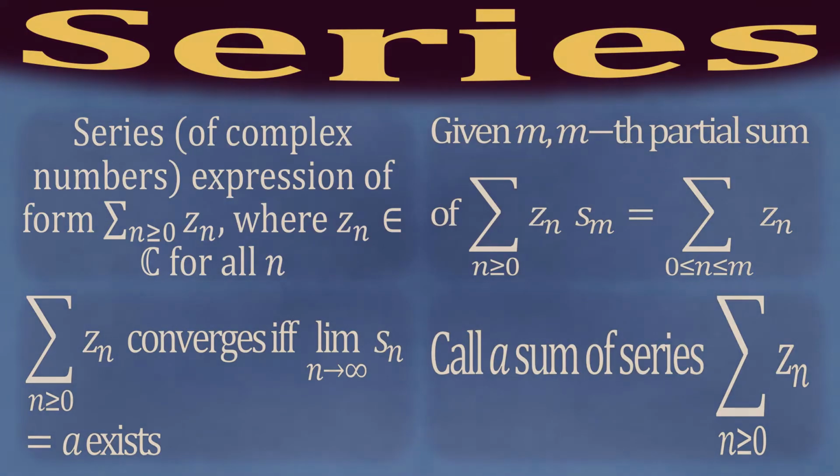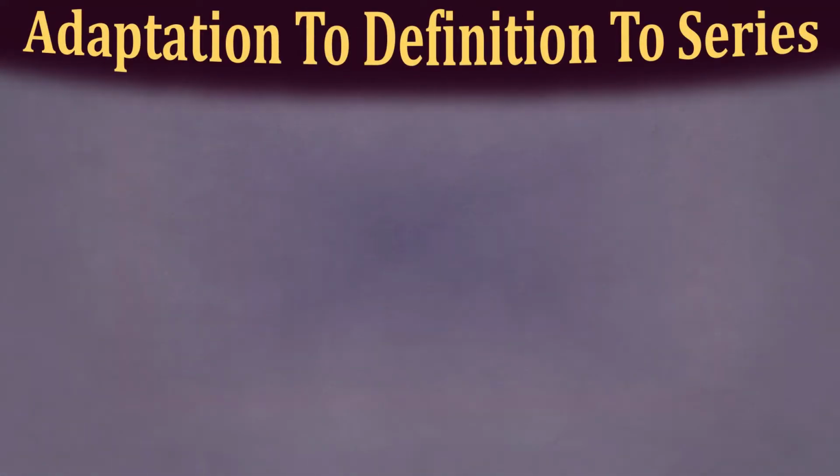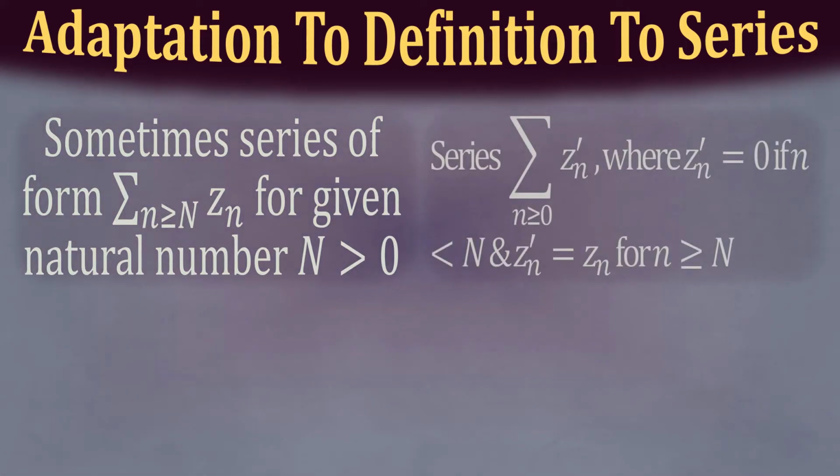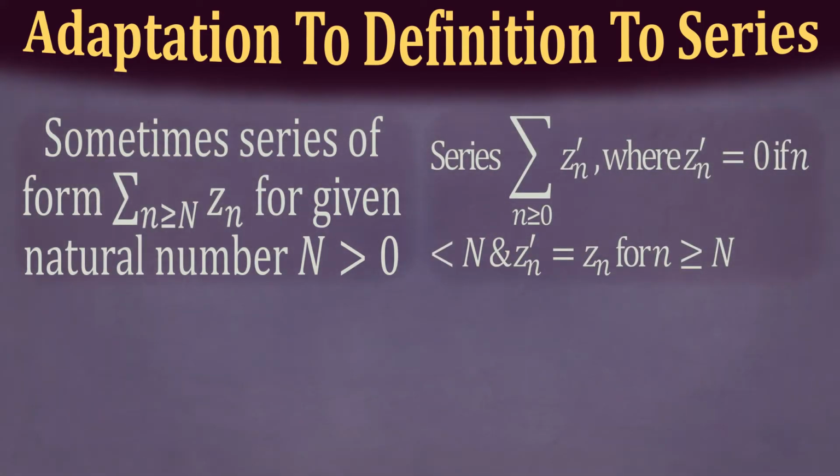Now, let's give an adaptation to the definition of a series. Sometimes we consider series of the form the sum over all n greater than or equal to capital N of Zn for some given natural number capital N greater than 0. We then naturally mean by this series the sum over all n greater than or equal to 0 of z dash n, where z dash n is equal to 0 if n is less than capital N, and z dash n is equal to Zn for all n greater than or equal to capital N.